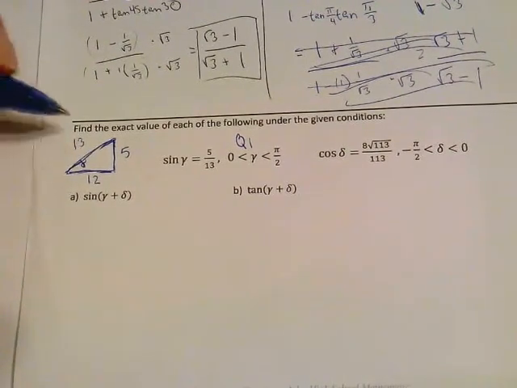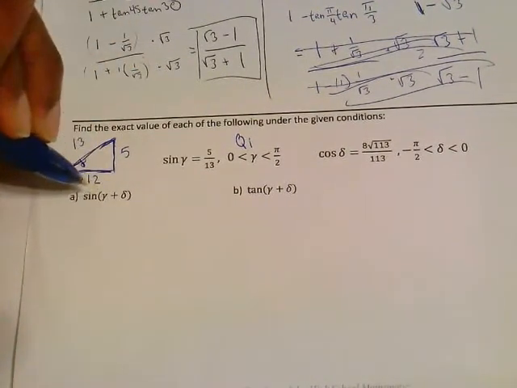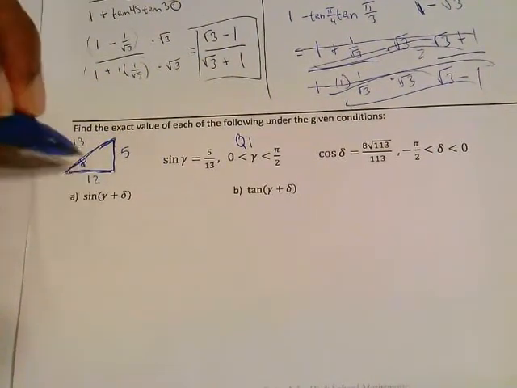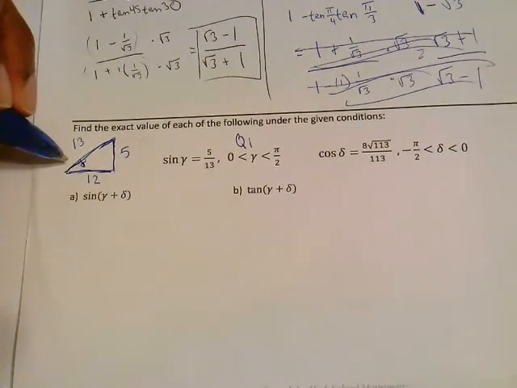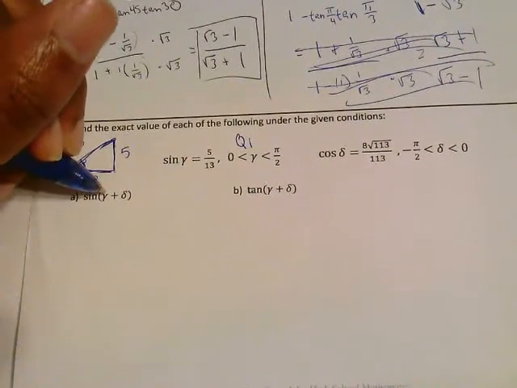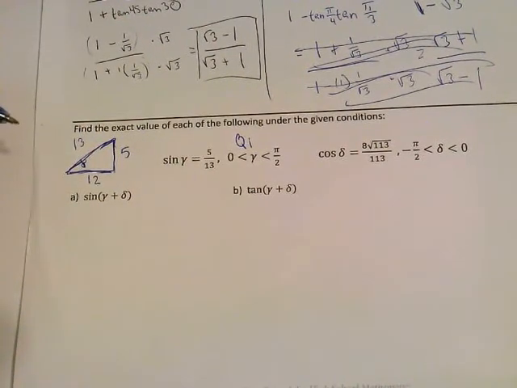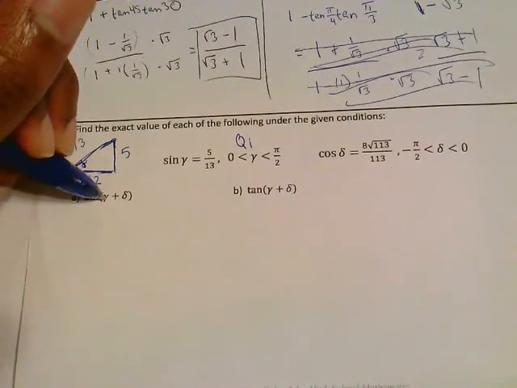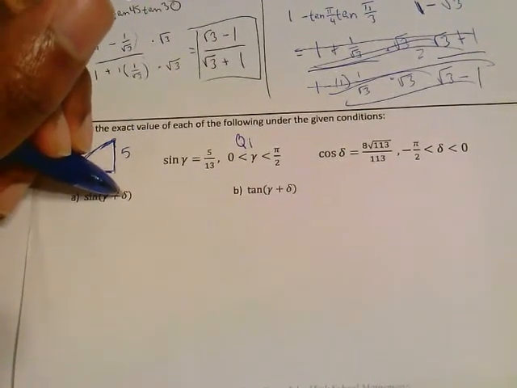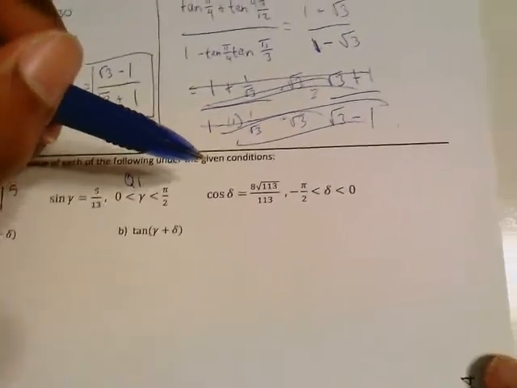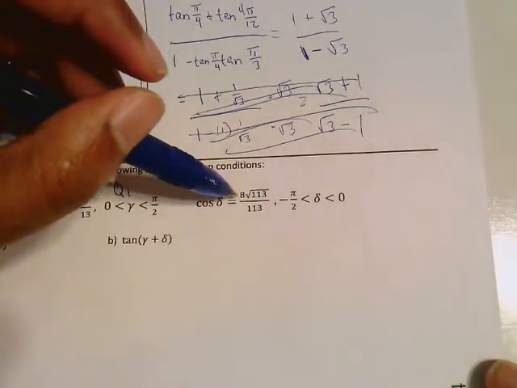So there's the angle, and now we evaluate the function with this information from our triangle. So sine of gamma plus delta, which is our other Greek letter here. So we know what gamma is, but we need to figure out what delta is. So now we got to go over here and figure out what our delta triangle looks like.